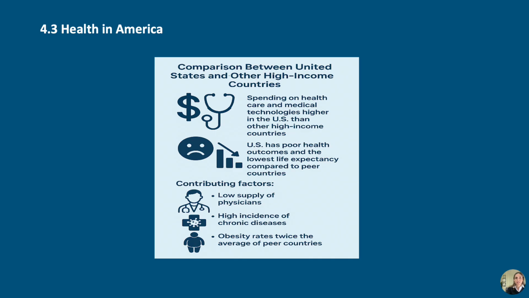When we're comparing between the United States and other high-income countries, we spend more on healthcare and medical technology in the United States than any other high-income country. But in the United States, we have poor health outcomes and the lowest life expectancy compared to these peer countries. Things that could be contributing would be low supply of physicians, high incidence of chronic diseases, high incidence of obesity rates. This is twice that of the average peer country.